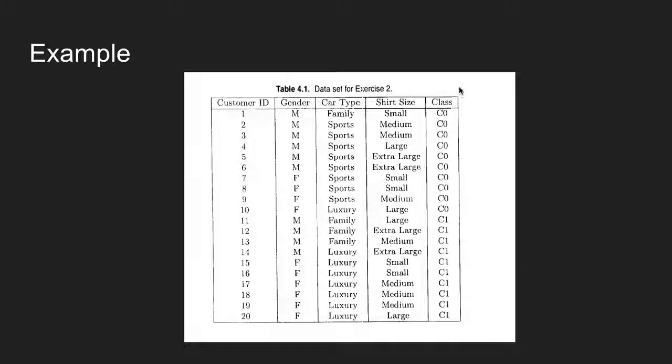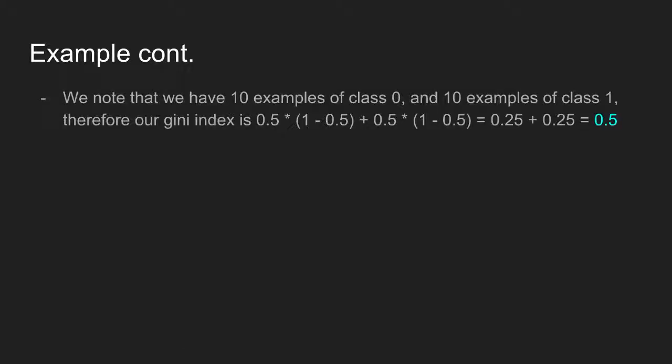If I wanted to calculate the gini impurity of this set, we actually go through and count the number of different people that we have. Up until 10, they're class 0, and up until 20, they are class 1. So each of the frequencies is 1/2. So it would be 1/2 squared plus 1/2 squared equals 1/2.